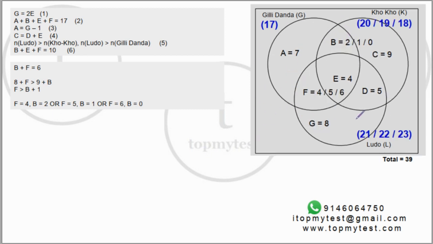I've added up these values. These are the possibilities. When B is 2, this will be 20, this will be 21. When B is 1, this will be 19, this will be 22. When B is 0, this will be 18, this will be 23. So except for B and F and these totals, we know everything else. Let's go to the questions.